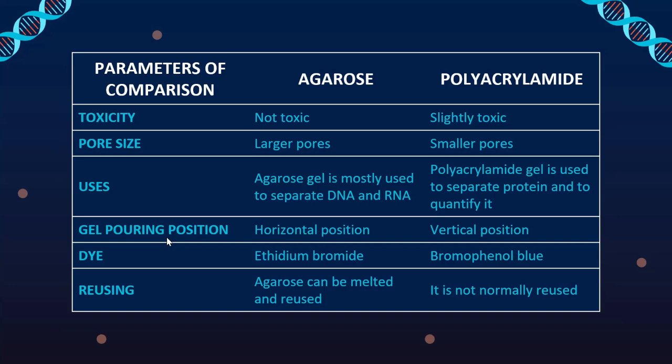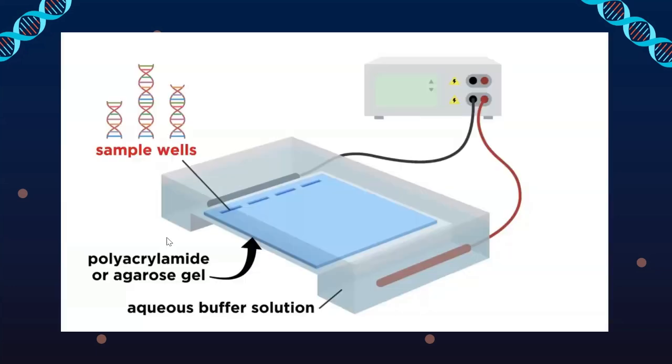Okay, yung sa ating polyacrylamide. And then dye, yung dye na ginagamit natin for agarose is ethidium bromide, while polyacrylamide naman po we have bromophenol blue. And then, sa pagre-reuse po natin, agarose can be melted and be reused. So much more sustainable, I guess. While in polyacrylamide, it's not normally reused. Okay. So, let's move on na po.